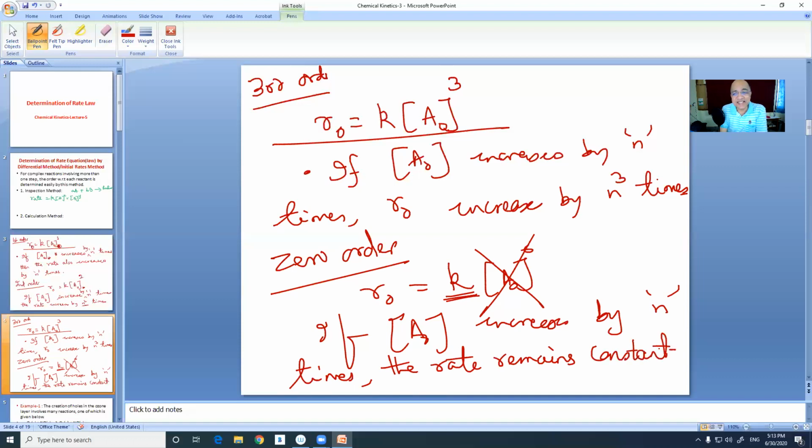Then that is the symptom of a zero order reaction. You can increase the initial concentration 3 times, 4 times, but the rate remains constant. That is the symptom of zero order. With this background, I'll tell you one more thing before we plunge into numerical problems.